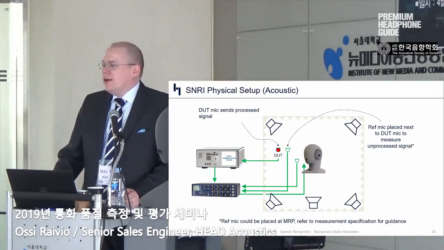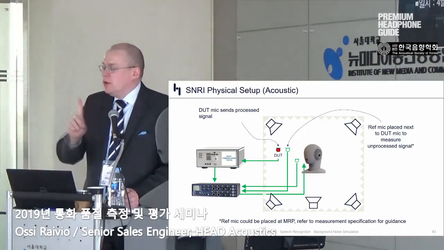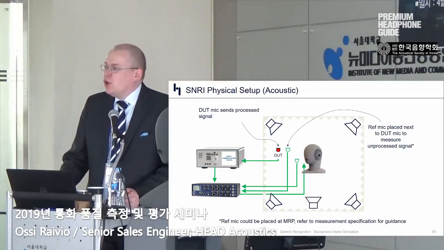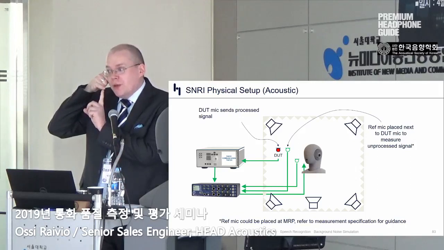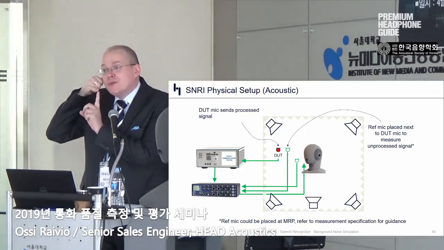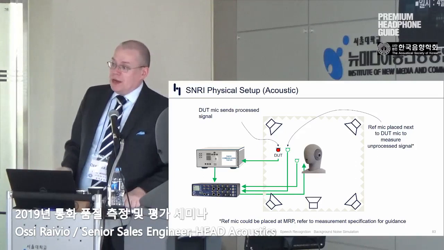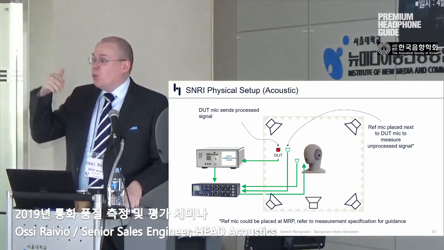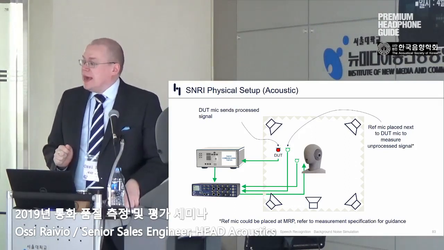Because the standard doesn't clearly define where you put your reference microphone. So you can choose between the mouth reference point, 2.5 centimeters in front of the mouth, or you put the reference microphone close to the device microphone. The question, of course, is how close is close? Because again, if there is variation there, you will have variation in your result. So that's already one variable that comes in when you are measuring the SNRI.